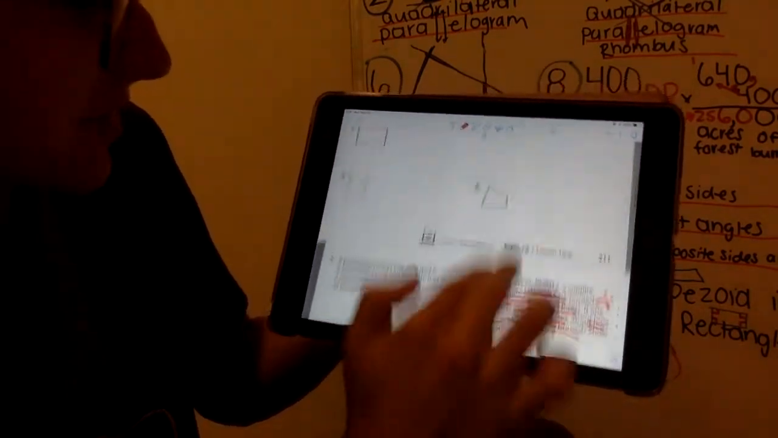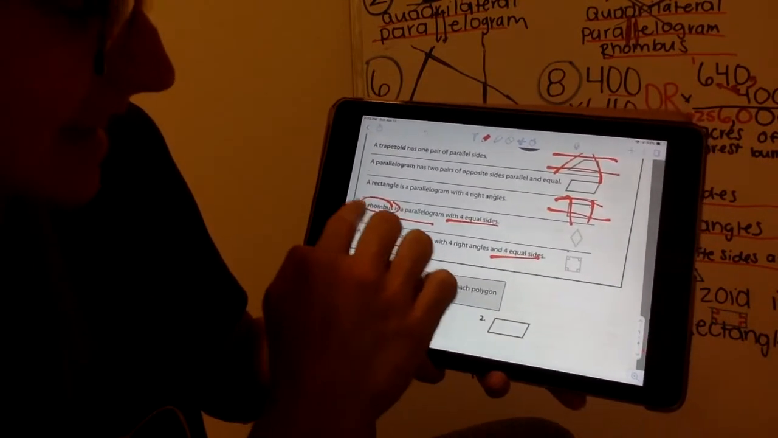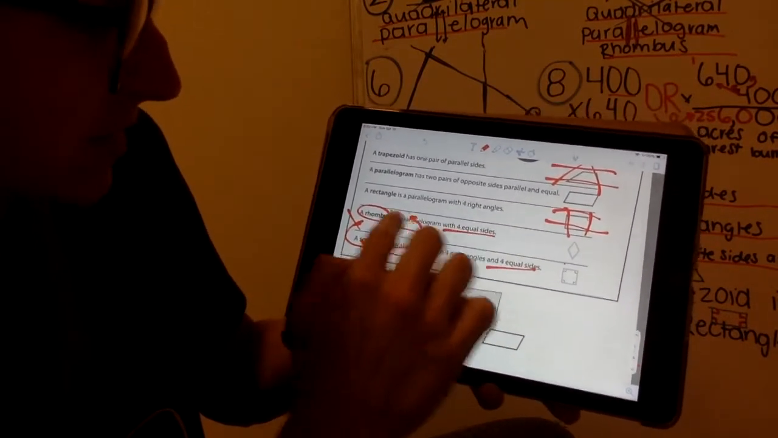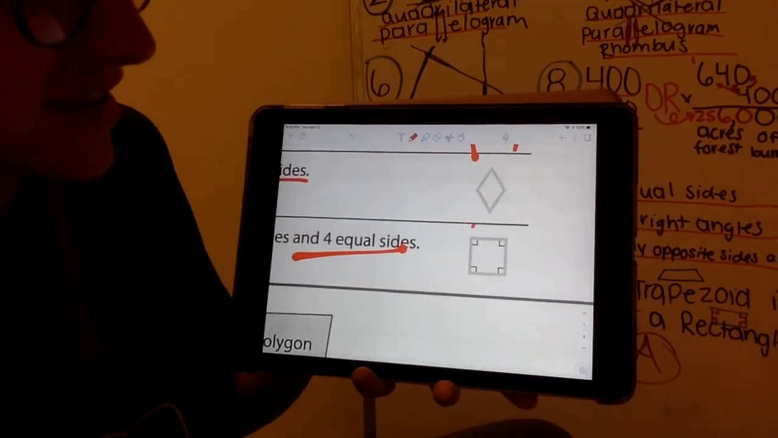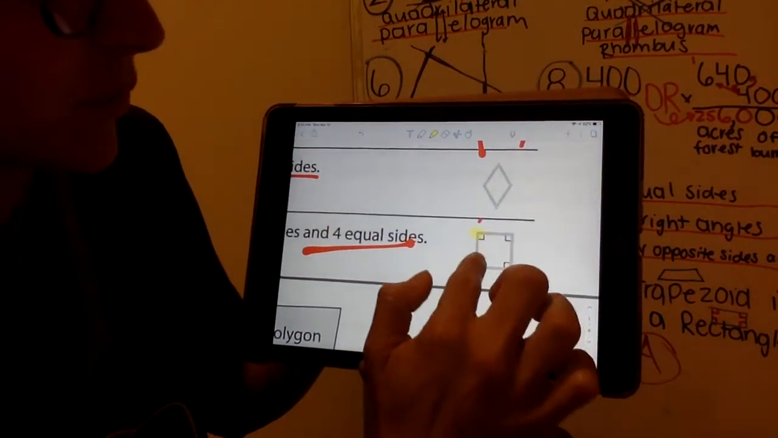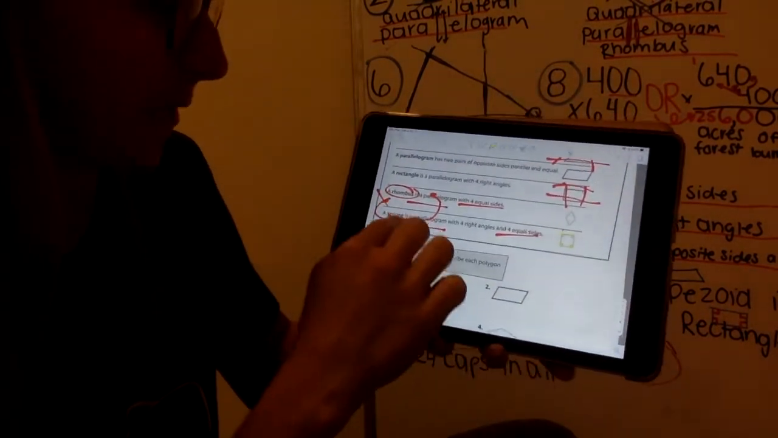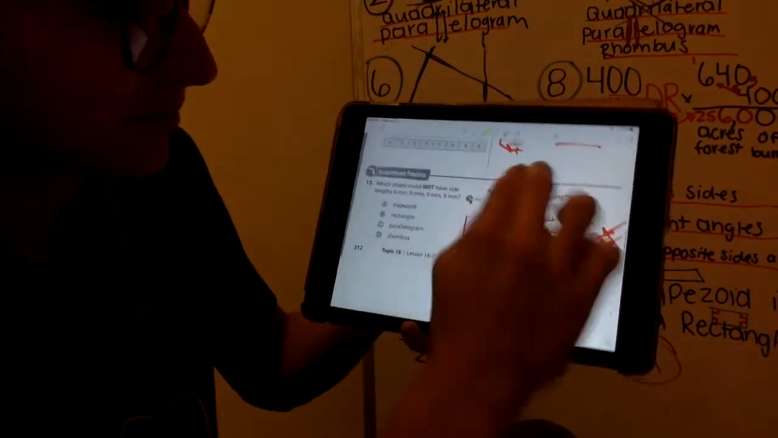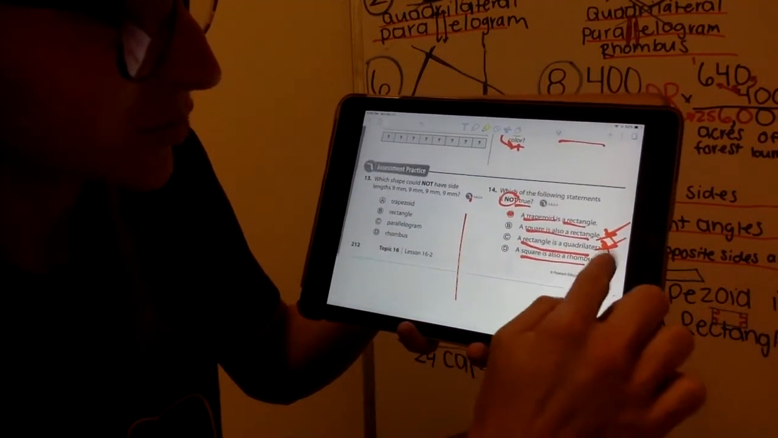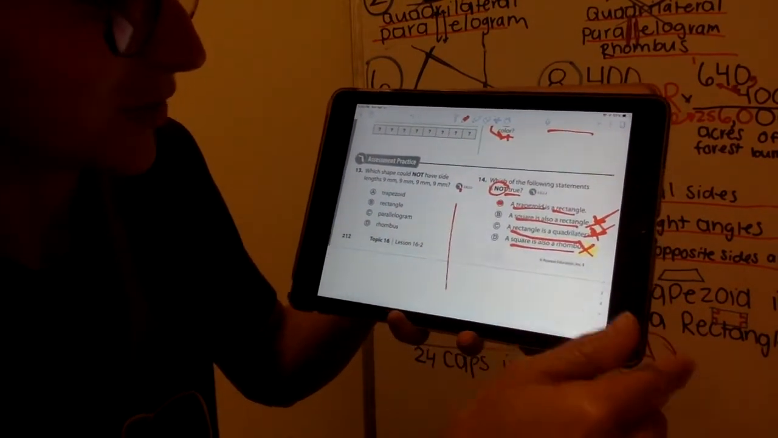Square is a rhombus. Okay. That's why they're the same. But a rhombus is not a square. A square can be a rhombus, but a rhombus cannot be a square because what does a square have that a rhombus doesn't? These 4 right angles. That's what makes them different. So a square is a rhombus, but a rhombus is not a square, which makes that one true, which makes it false.